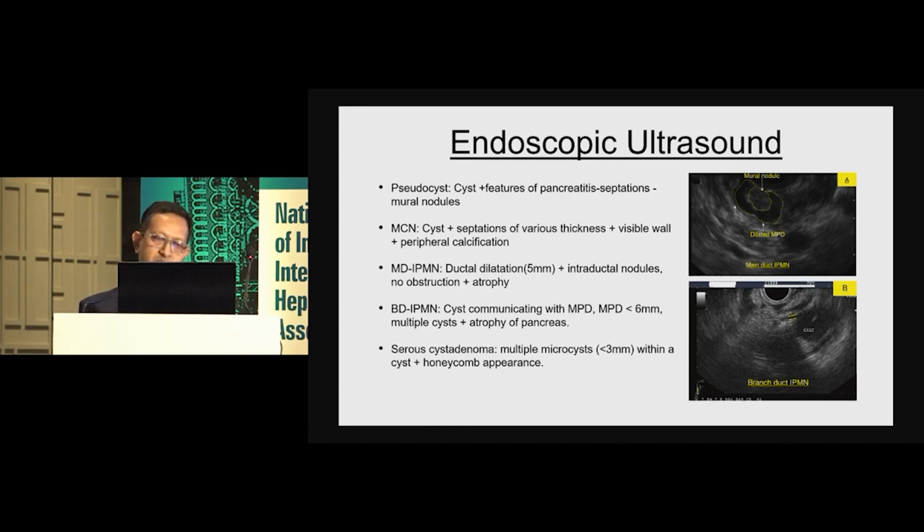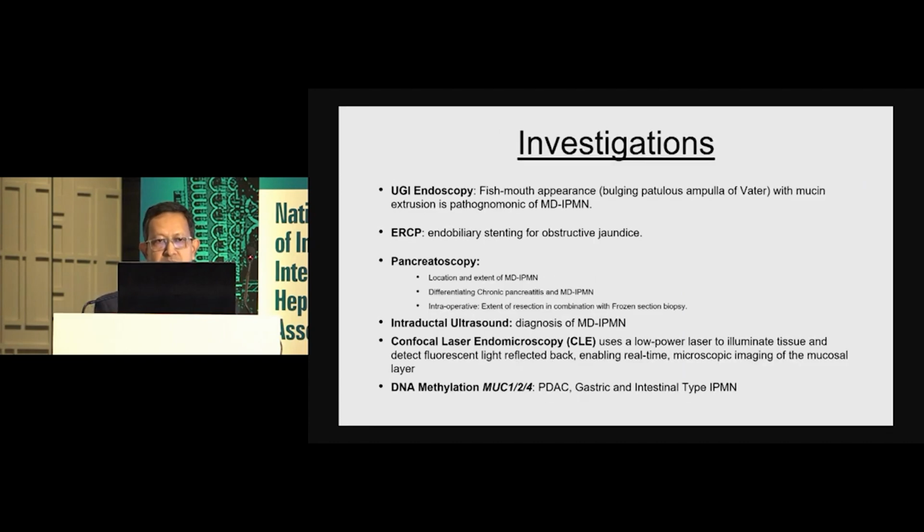In branch duct IPMN, the cyst is usually communicating with the main pancreatic duct. The MPD is less than 6 millimeter. There are multiple cysts and atrophy of the pancreas.